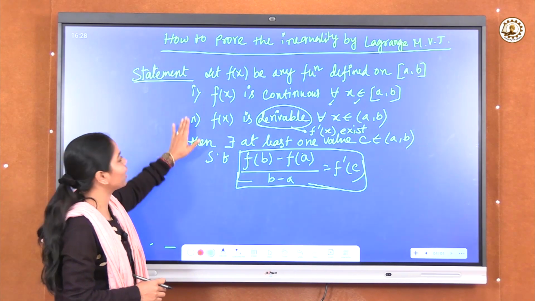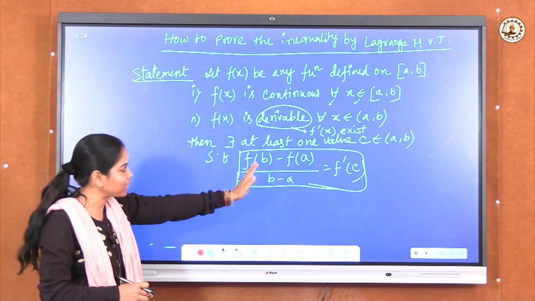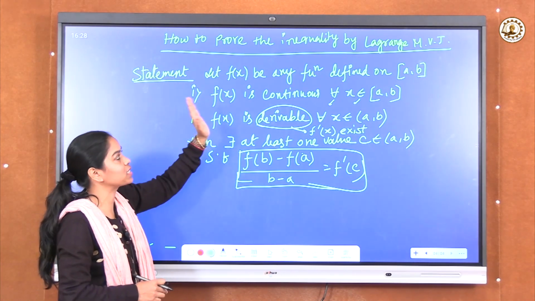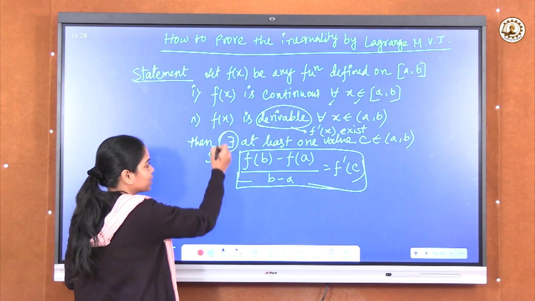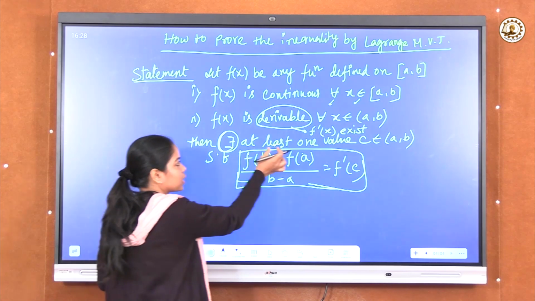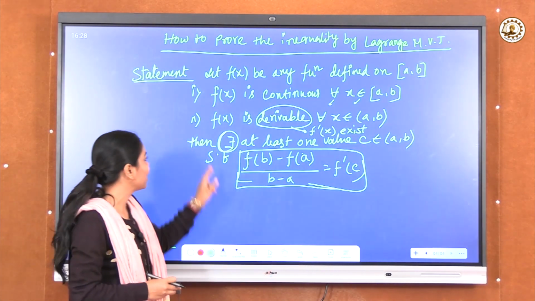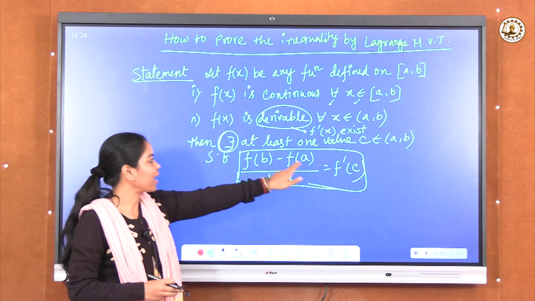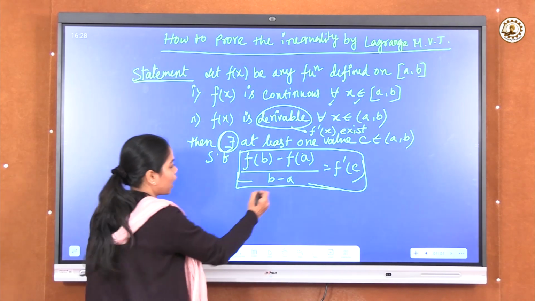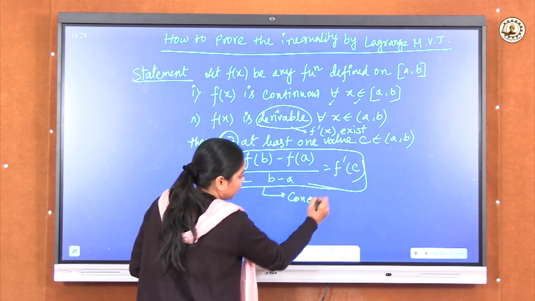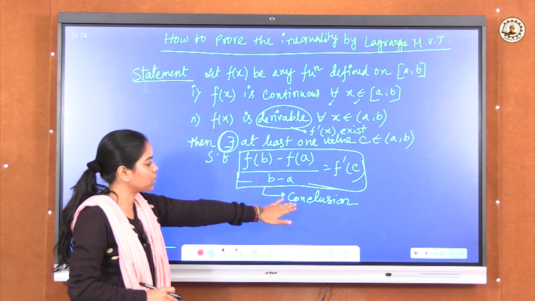Now, if these two conditions are satisfied by our function f(x), then only we can say that the function satisfies Lagrange mean value theorem, and then there exists, this sign is called there exists, at least one value c, c belongs to open interval (a, b), such that (f(b) minus f(a)) by (b minus a) equal to f dash c. This is the conclusion of Lagrange mean value theorem.